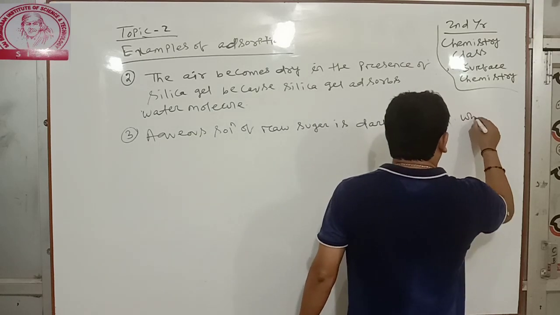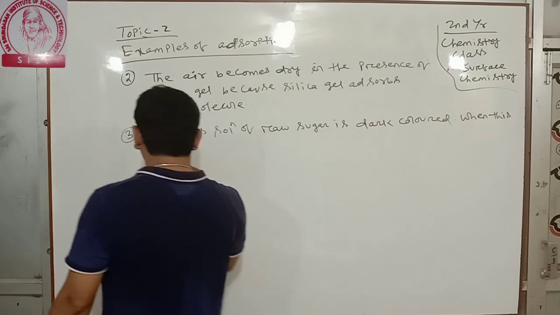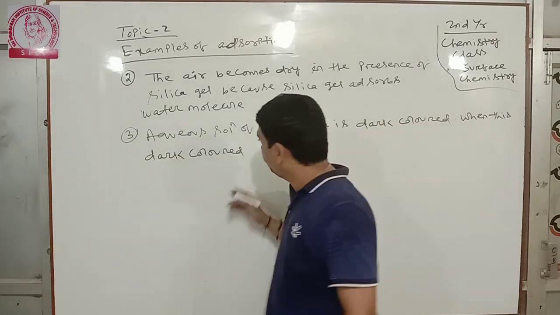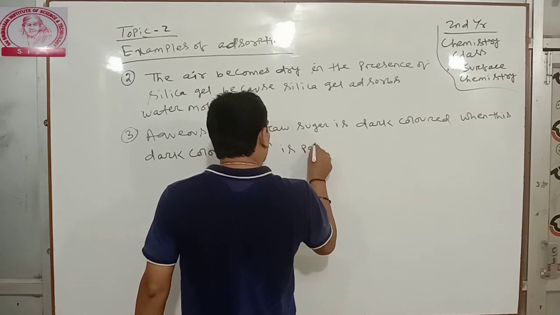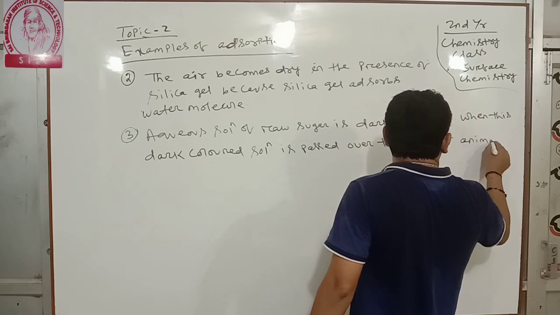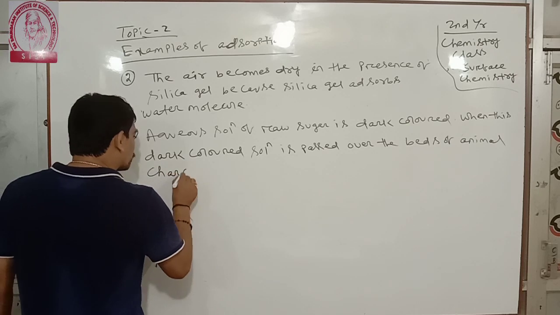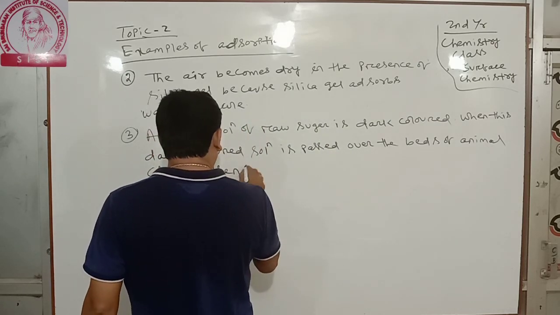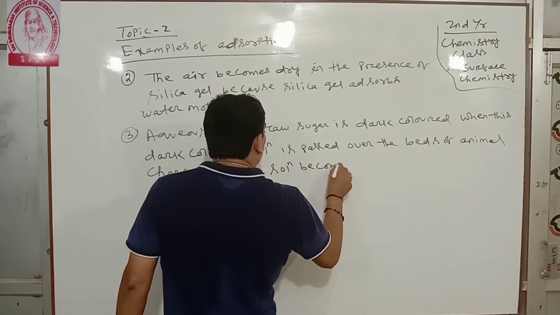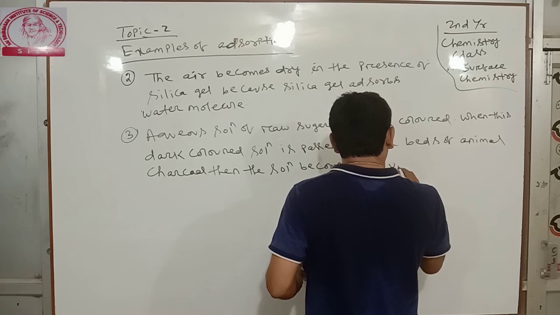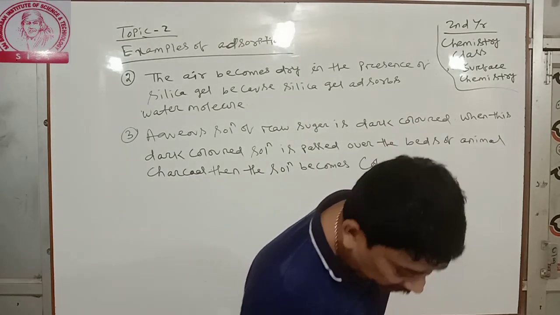When this dark color solution is passed over the beds of animal charcoal, then the solution becomes colorless.